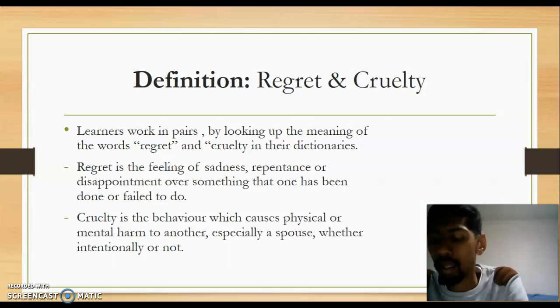So class, can we all come to the conclusion that regret is a feeling of sadness, repentance, or disappointment over something that one has done or failed to do, and that cruelty is behavior which causes physical or mental harm to another, especially a spouse, whether intentionally or not.